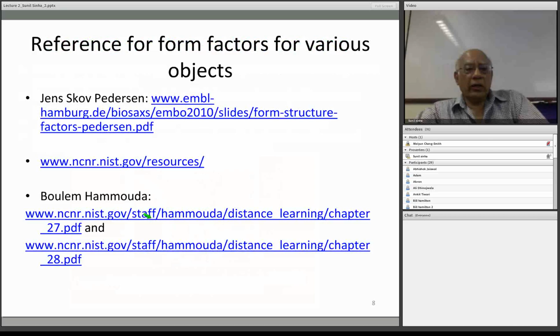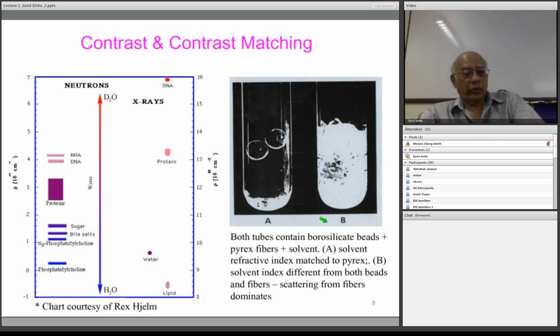So here I've given you some references. You can go on the web, and there are many things with published form factors for all kinds of various objects: spheres, cylinders, ellipsoids, disks. I've listed some of them here. Bulem Hamuda has a nice series of lectures on the web on small angle scattering, and he gives the derivation of some of these form factors in chapters 27 and 28. So I'm just putting them here for reference if you want to look up a form factor and you're too lazy to calculate it yourself.